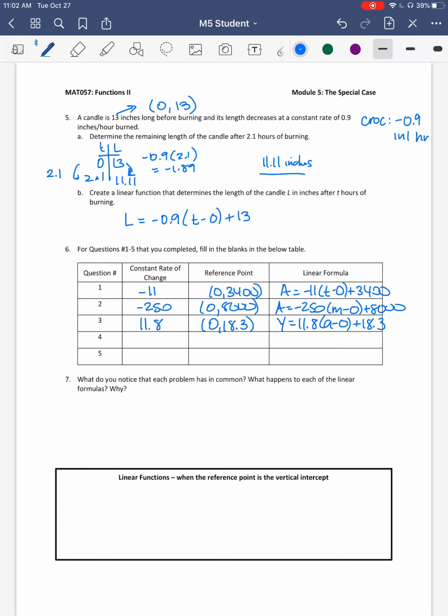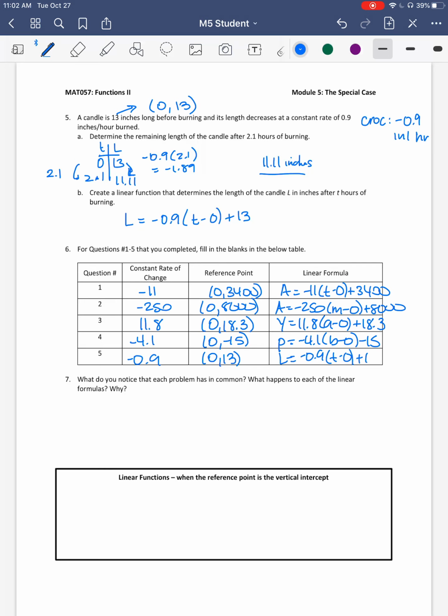Sorry, super exciting to listen to me write this all down. Negative 15, yeah. So P equals negative 4.1. Oops, not plus. And then finally, negative 0.9, 0, 13.